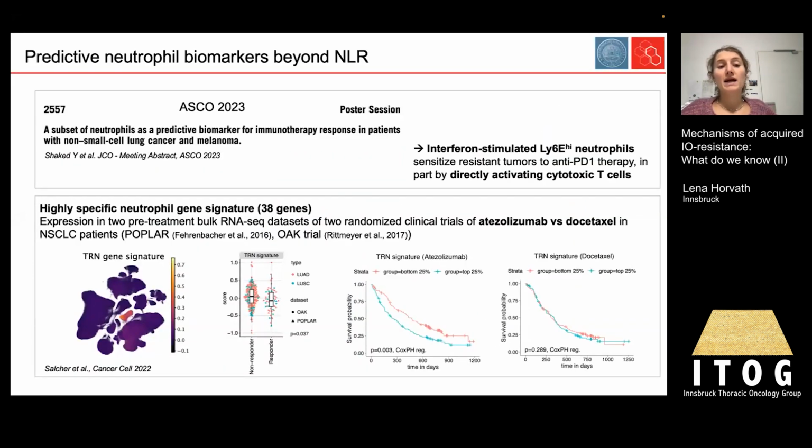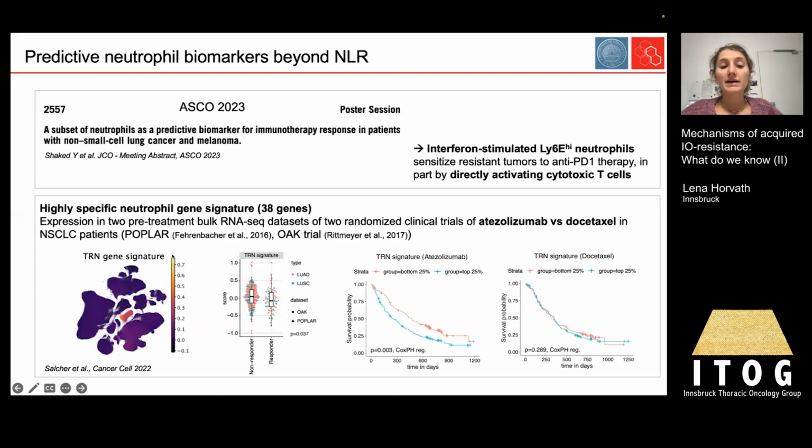So this brings me to the topic of neutrophil biomarkers again. Probably the neutrophil to lymphocyte ratio alone is not specific enough for the different clinical situations we have. So there was one very interesting poster at ASCO this year that showed that there's a subset of neutrophils with a strong interferon-stimulated signature in the blood of patients as a prognostic or predictive marker for immunotherapy response.